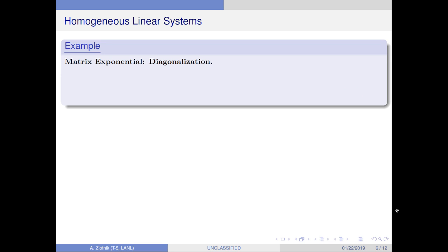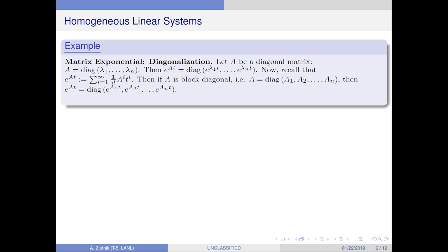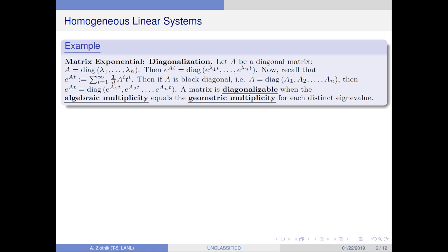So for example, how can this be used? First, for diagonalization of a matrix. If A is diagonal, then the exponential of A times T is going to be a diagonal matrix where each diagonal element is the exponential of the diagonal entry times T. Recalling that the exponential of a matrix is defined in this manner, if A is block diagonal, then the matrix exponential of A will also be a block diagonal matrix.